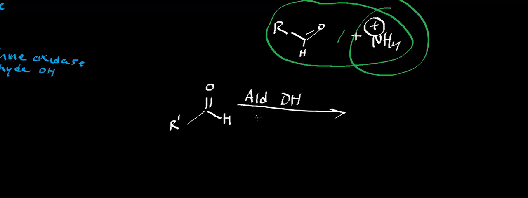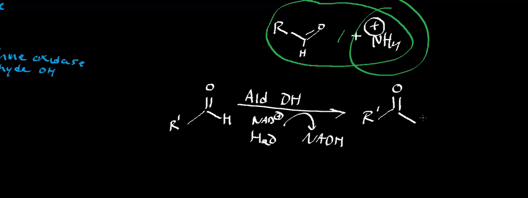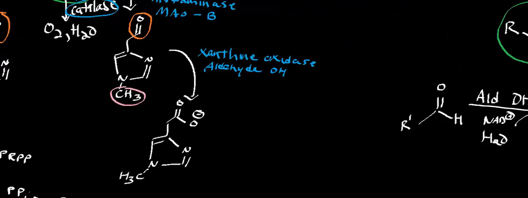In general, what they do is in most cases they use NAD+ as the oxidizing agent and water, and you end up getting out NADH. In some cases they use NADP and you get out NADPH, but in most cases it's NAD, and the functional group that you end up obtaining at the end is a carboxylate. Okay, so what aldehyde dehydrogenases do is they oxidize aldehydes into carboxylates. Okay, that's something really important to keep in mind.